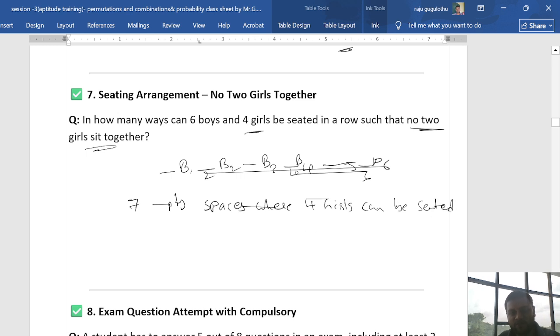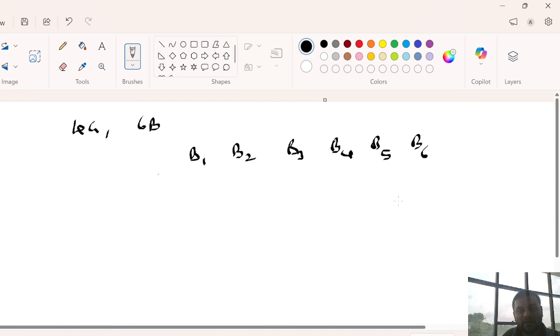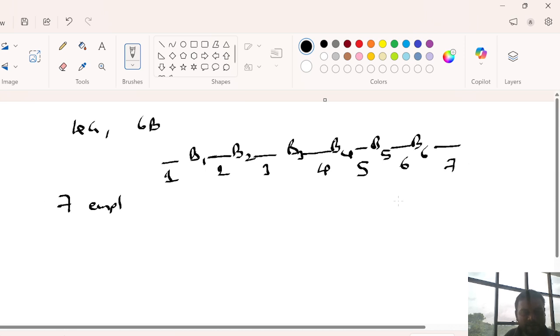I'll take this question to the notepad. Guys, there are 4 girls and 6 boys, right? So let us arrange them. Boys B1, B2, B3, B4, B5, B6. Calculate the spaces: space 1, space 2, space 3, space 4, space 5, space 6, space 7. There are 7 empty spaces where 4 girls can sit.